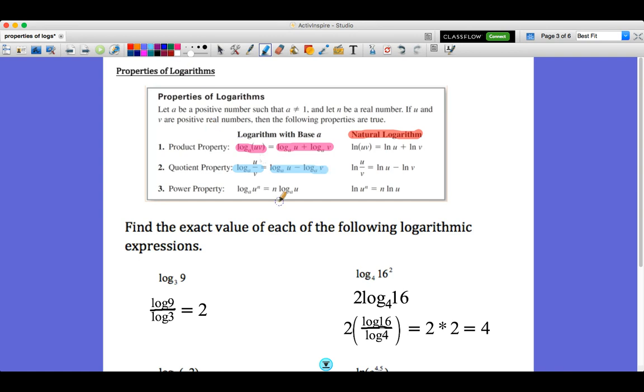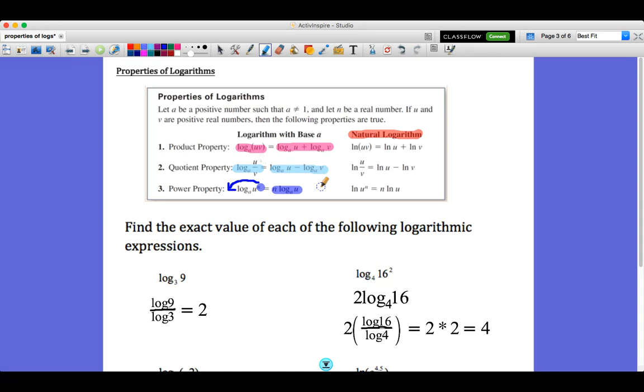And then the last property is power property. So it's just telling us if we have an exponent. So we have n as our exponent in number 3 up at the properties at the top. So it says log base a of u to the n power. We move that n power to the front. So we take this exponent and we move it to the front. So when we rewrite that one, log a of u to the n power, that n just moves to the front. So we just turn it into n times log a of u.